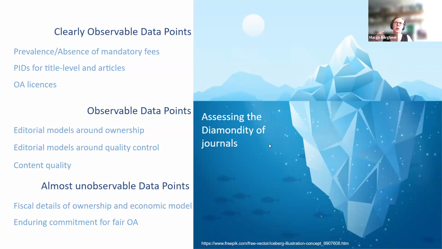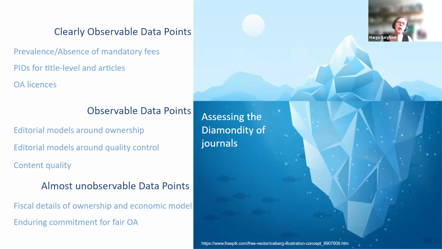An editorial board, also a machine. For instance, persistent identifiers for title level and articles available, are open access licenses available. Then we have observable data points that need a bit of digging, such as editorial models around ownership, editorial models around quality control, content quality, also declarations of independence.